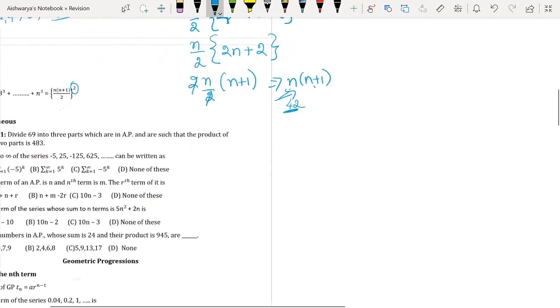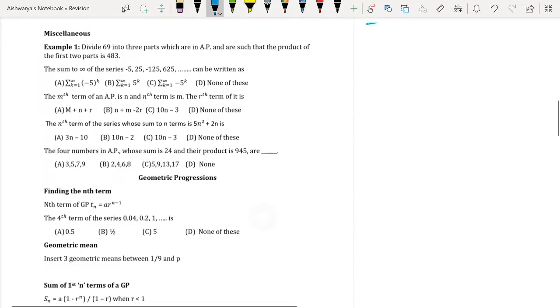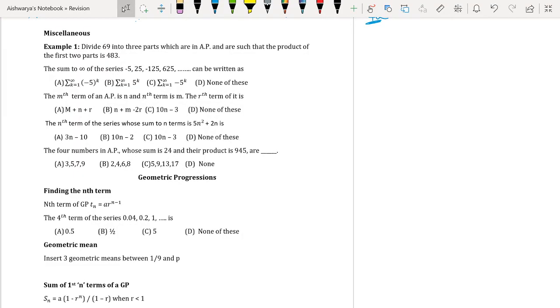Shall we go to the next set of questions? Okay. So let's go to a few miscellaneous questions. Let's start with this. It's not any example 1 or anything. It's just 1, 2, 3, 4 and 5.